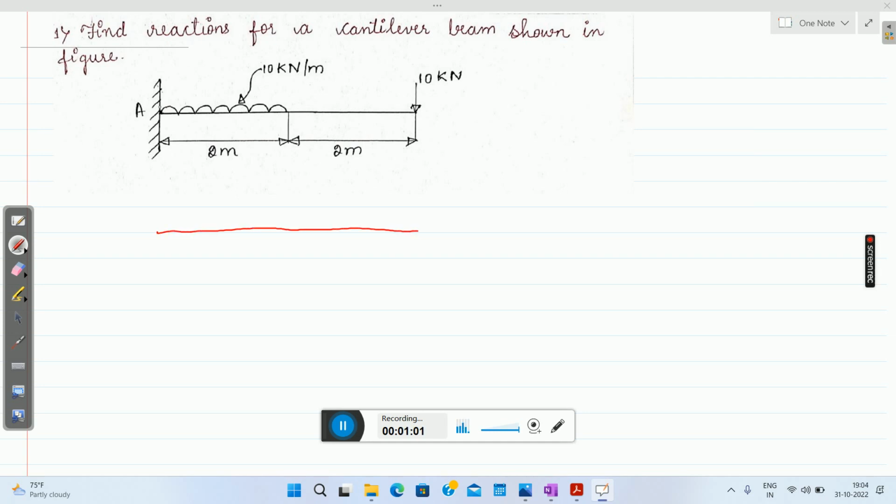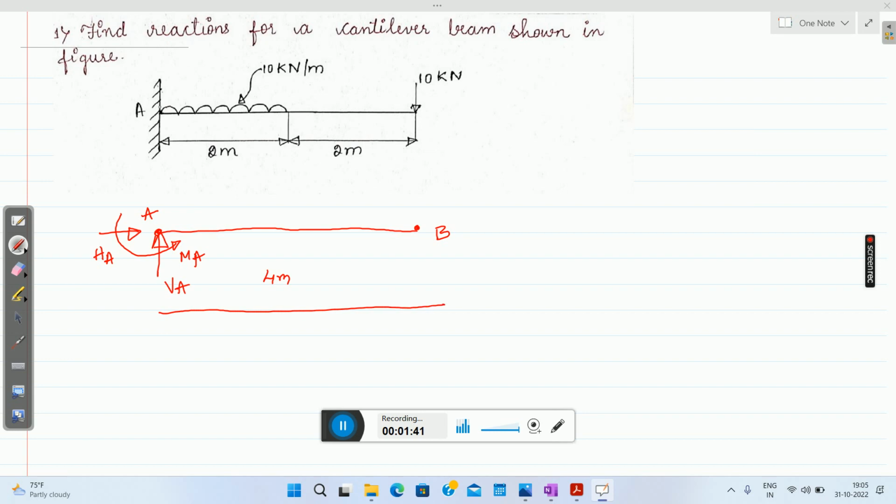So let us have a free body diagram. Total length of the beam is 4 meter. So this fixed end is A and this free end, we'll call this as B. Okay, so for a fixed support there will be three reactions. One is vertical reaction VA, horizontal reaction HA, and there will be a moment MA.